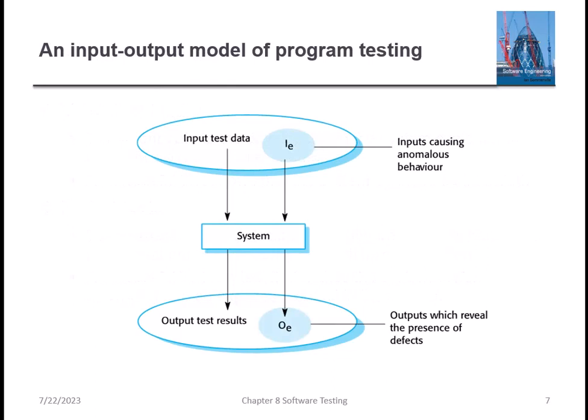Input-output model of program testing. So this is the system under test. We give input test data and output test data is generated as a result. Inputs cause anomalous behavior, and outputs reveal the presence of defects. This one is actually validation, where we give data, check the output, and check whether the functionality is okay or not. And then here we explore more and more defects.